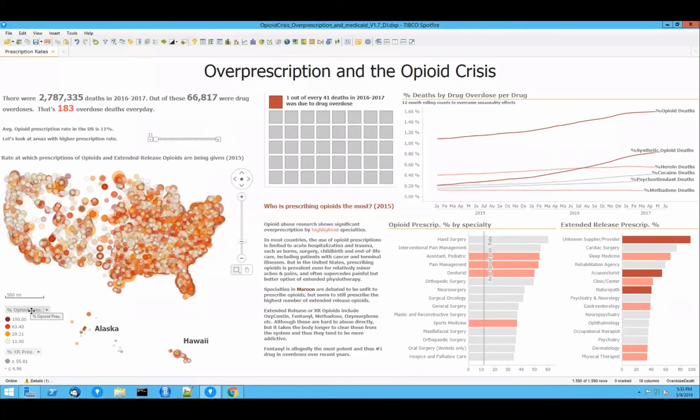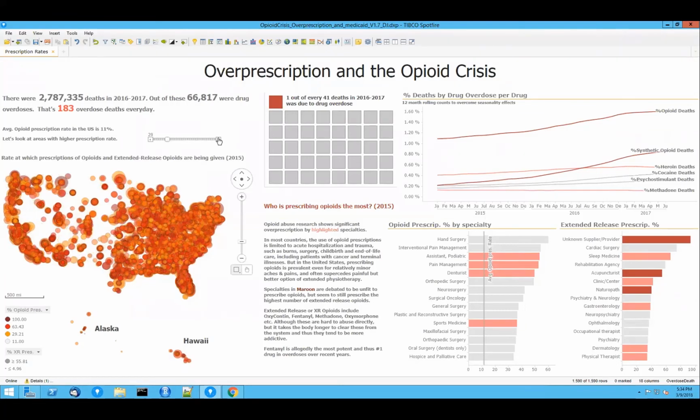So in the dashboard, you can see that each marker is a physical location of a provider. And color indicates how much of their prescription rate is just giving out opioid prescriptions. And then the size is how much of that is just the extended release opioid. So I start with 11 because that's the average prescription rate. So now we're just looking at people that prescribe higher than average. So we're at 70%, 23%.